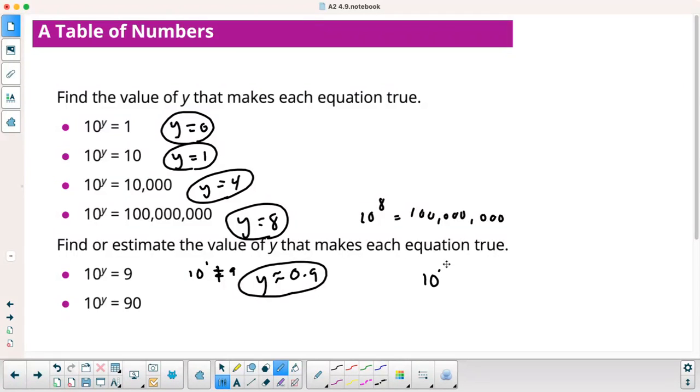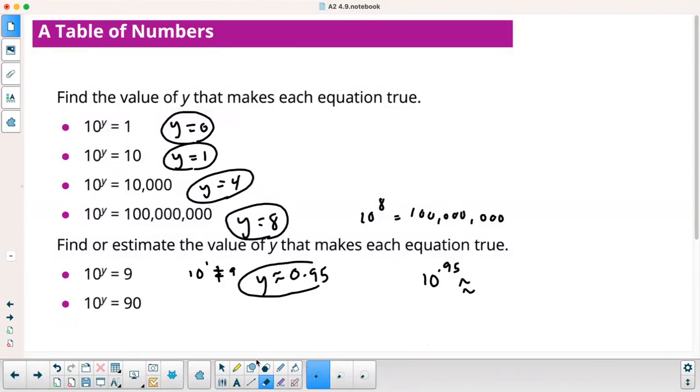If I say 10 to the 0.9, it gives me 7.943. I want it to equal 9, so I probably need to make it a little bit bigger. So here's where I'm going to change it. I'm going to make it 0.95 and see where that takes me. So 10 to the 0.95. Now I'm getting pretty close.